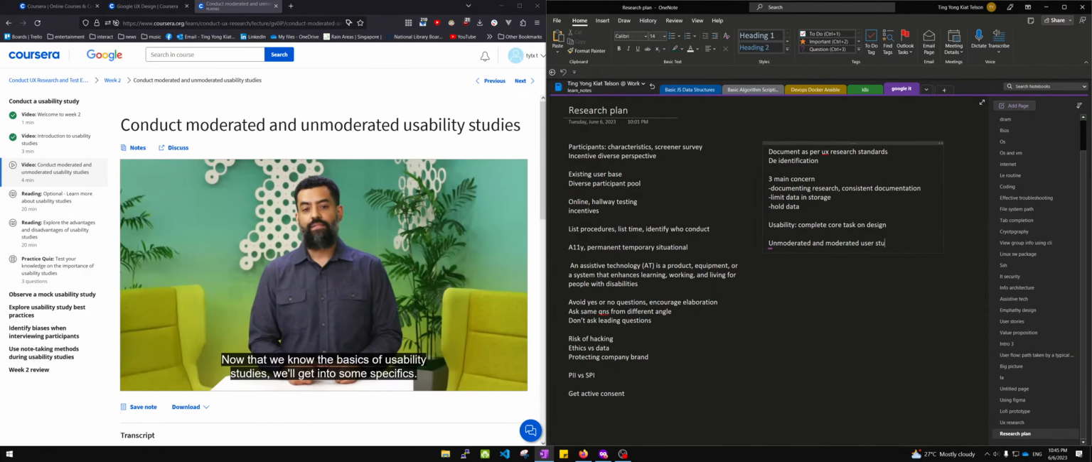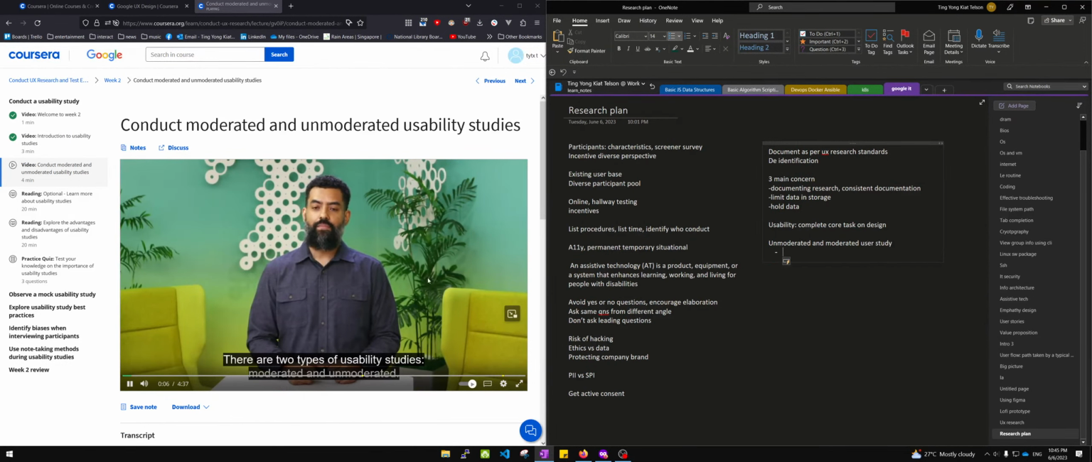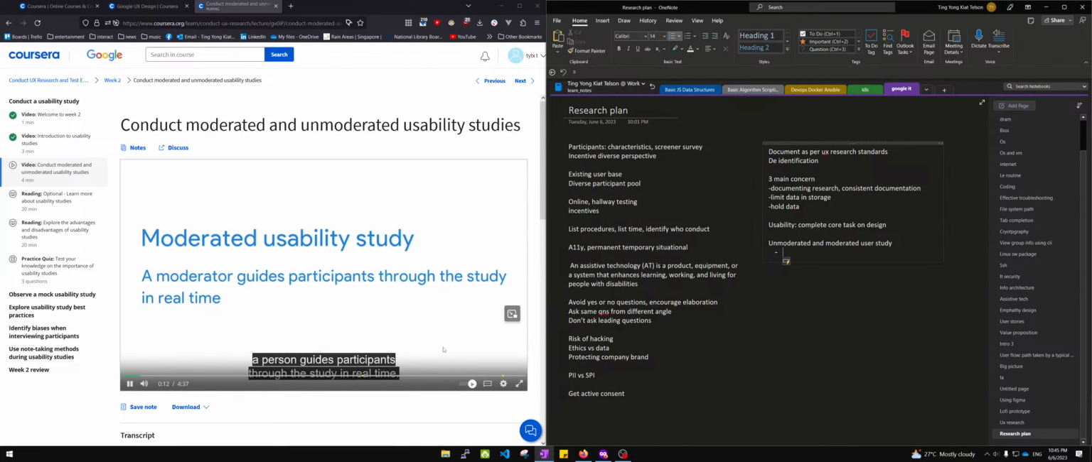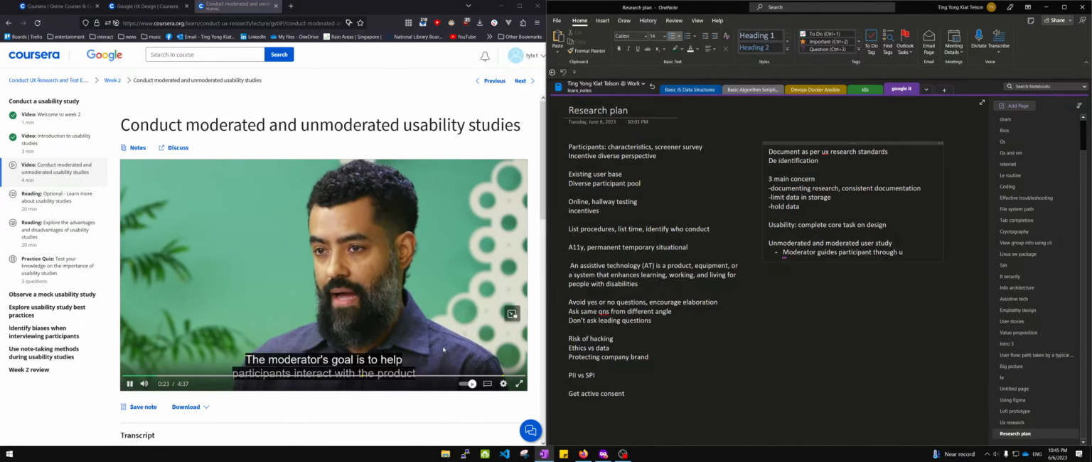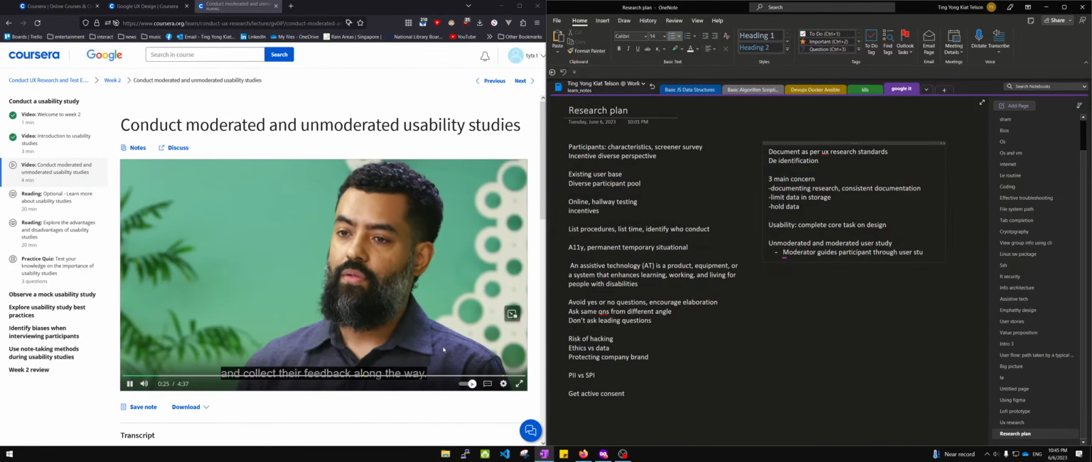Now that we know the basics of usability studies, we'll get into some specifics. There are 2 types of usability studies, moderated and unmoderated. Let's check them out. In moderated usability studies, a person guides participants through the study in real time. The person who guides participants through the study is known as the moderator. The moderator's goal is to help participants interact with the product and collect their feedback along the way.